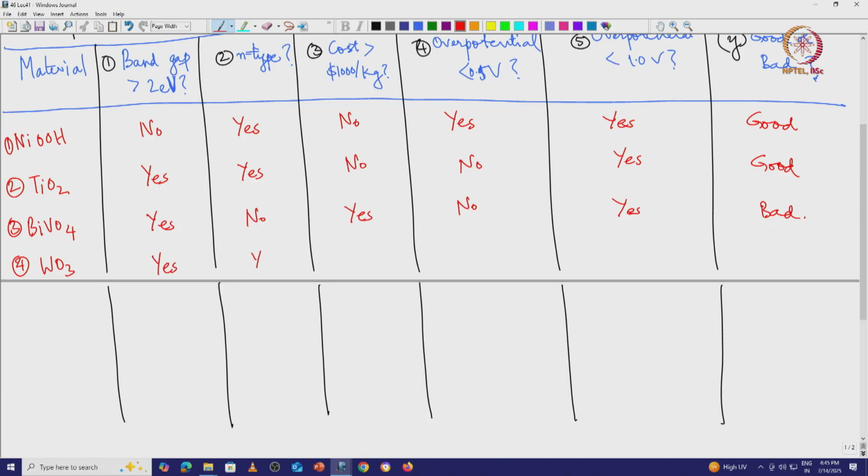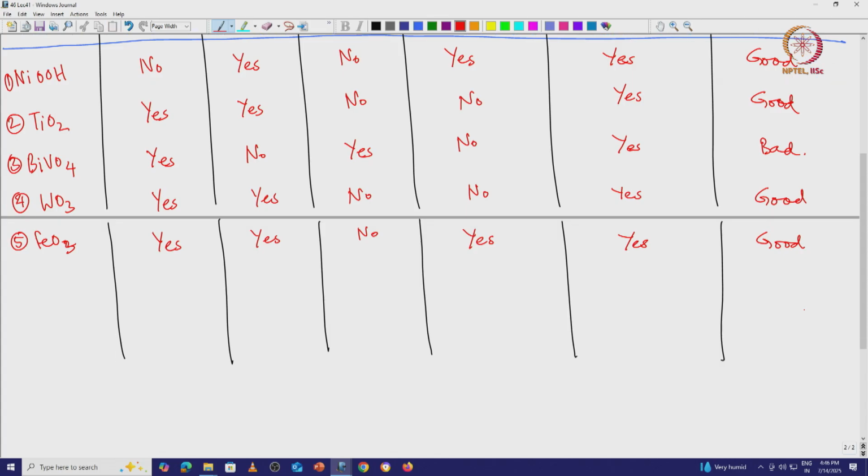So, I will just fill up the other entries in this table. It is a slightly long table, but hopefully it makes sense. So, yes, yes, no, no, yes, and then it is good, and then there are actually 6 more data points. So, I will complete the table here. So, this is yes, yes, no, yes, yes and good, and similarly you can add the other entries here.